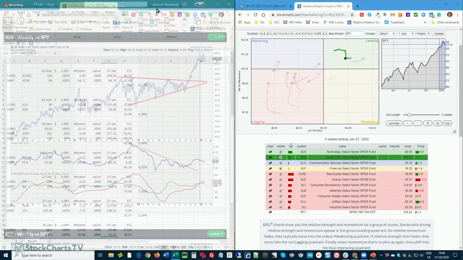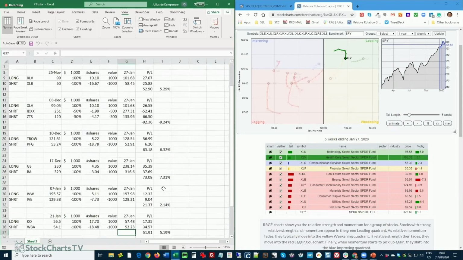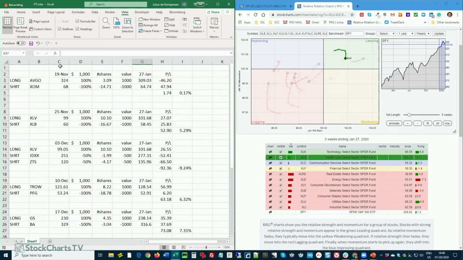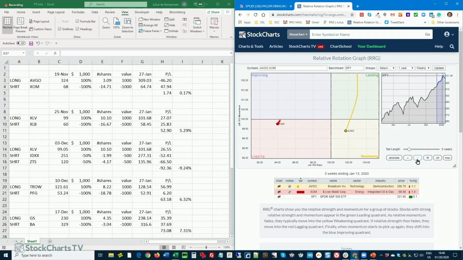I'm going to put this one here to the right. So these are the trades that we entered with the date and the current. This is yesterday's close. And I'm going to go over these trades and see whether we want to stick with them, what happened, and whether we want to get rid of them. So this one is AVGO and XOM, so that's in the energy space. And that trade was set up on the 19th of November. So that is here in this week.